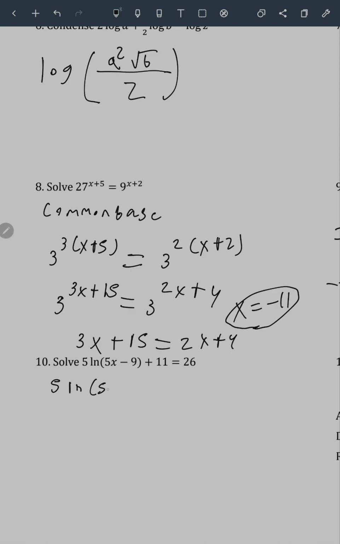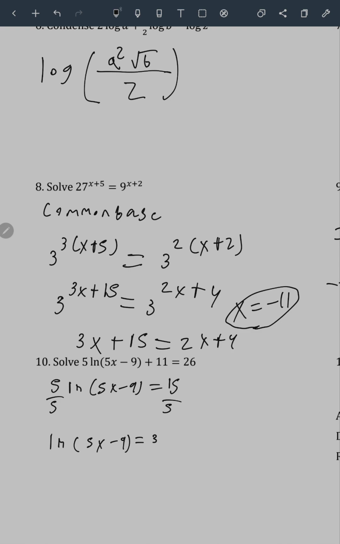5 ln(5x - 9). You bring the constant over, you don't have that anymore. You've got 15. Now you just divide this by 5, and divide this by 5. Now you've got ln(5x - 9) = 3. There we go.